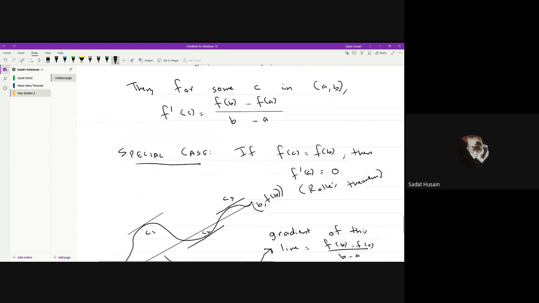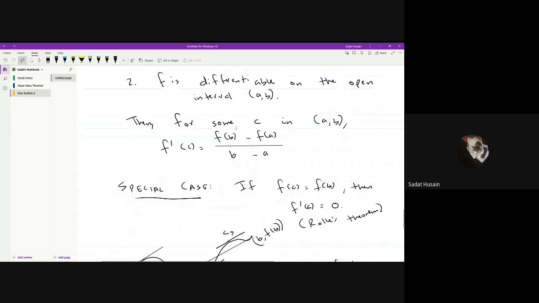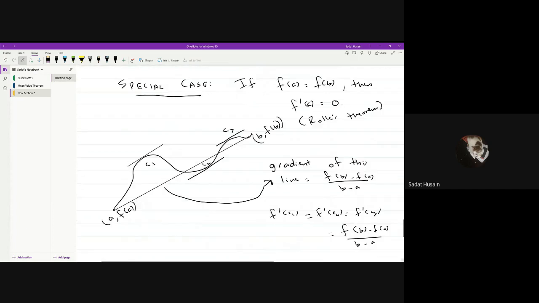See what happens here? The mean value theorem says that there has to be at least one c in the open interval a comma b. But we've found 3 such points, right? We found something better. Do you see why the theorem now makes sense?